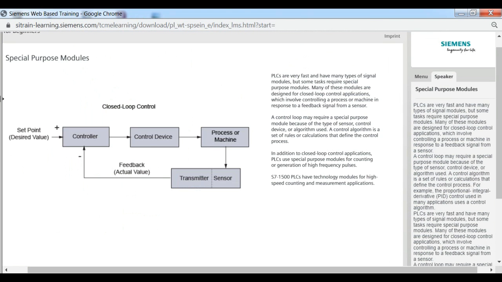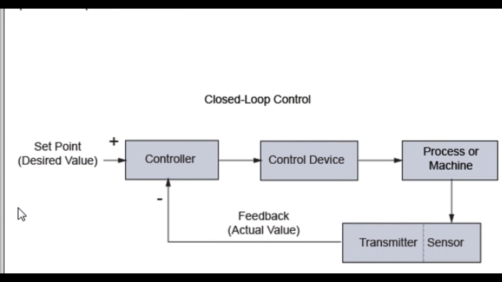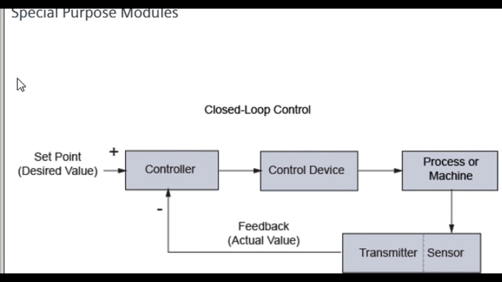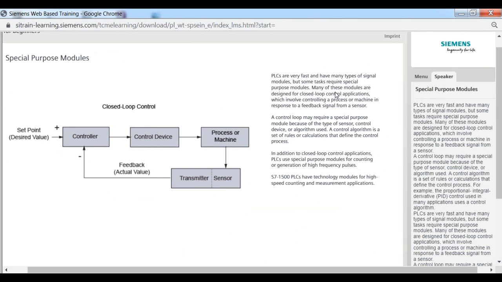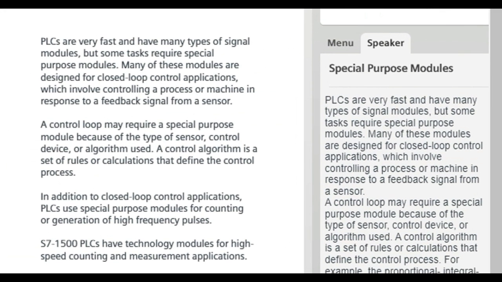PLCs are very fast and have many types of signal modules, but some tasks require special purpose modules. Many of these modules are designed for closed-loop control applications, which involve controlling a process or machine in response to a feedback signal from a sensor.